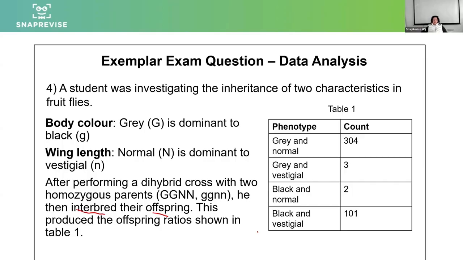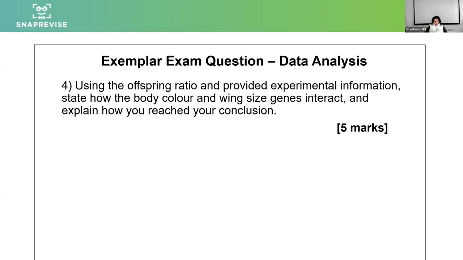I'm going to come back to this table, so don't worry. Using the offspring ratio and provided experimental information, state how the body color and wing size genes interact, and explain how you reach this conclusion, for 5 marks.